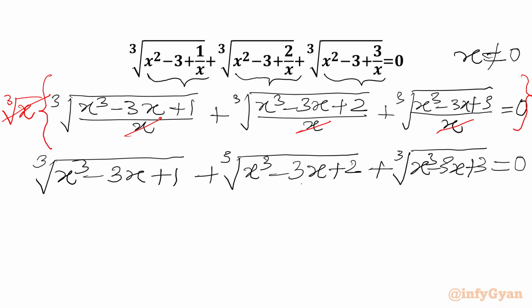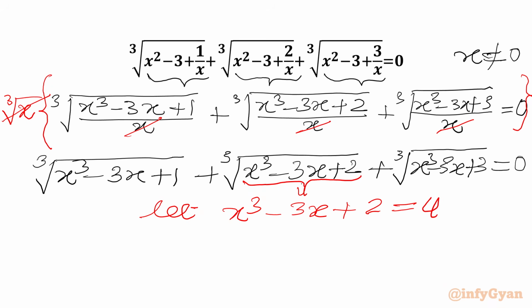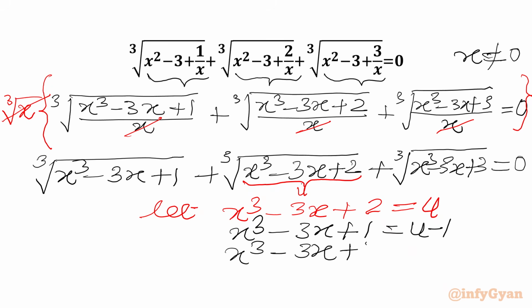Now we can assume the middle radicand, x cube minus 3x plus 2, suppose this is equal to u. So I will write here x cube minus 3x plus 2, this is equal to u. Now we can write x cube minus 3x plus 1, which will be equal to u minus 1. And if we write x cube minus 3x plus 3 in terms of u, we have to write u plus 1.